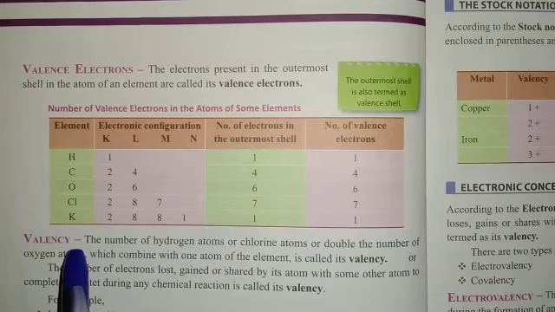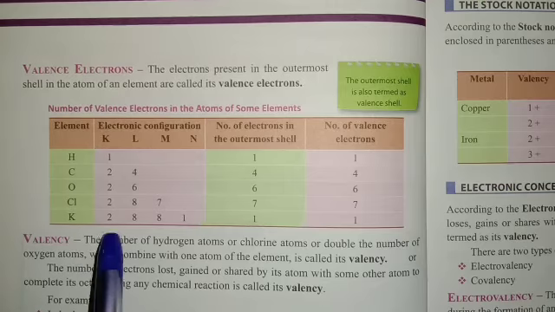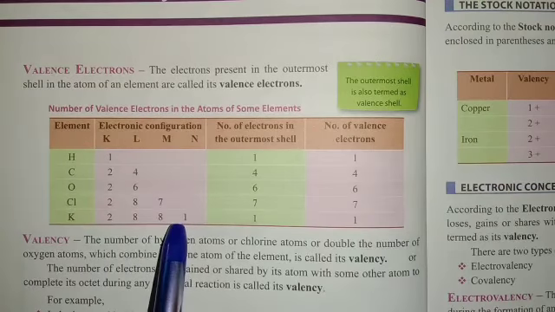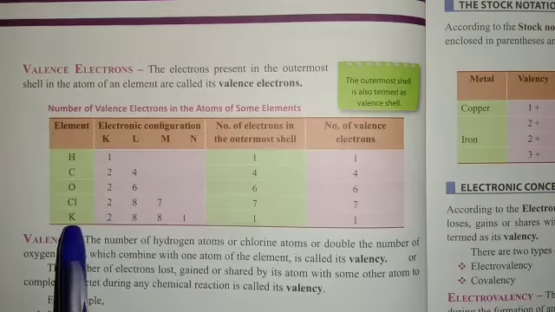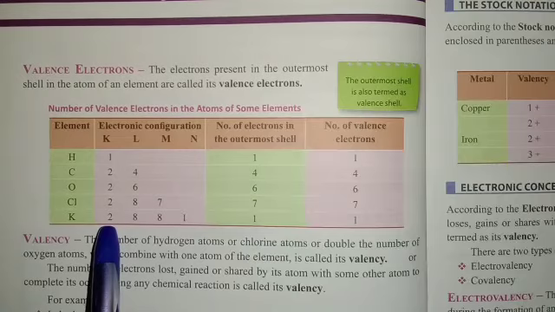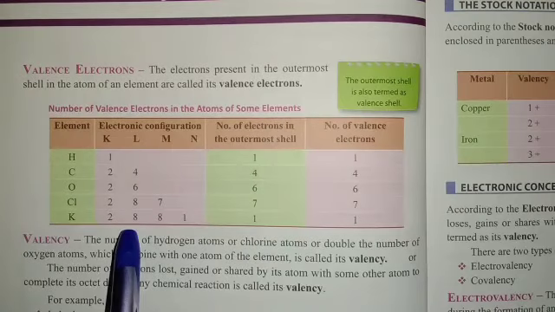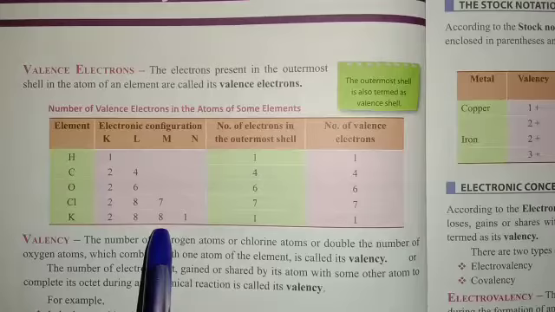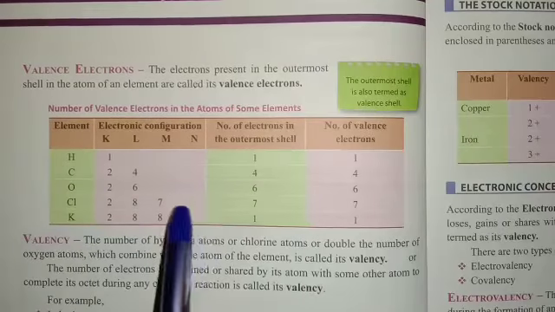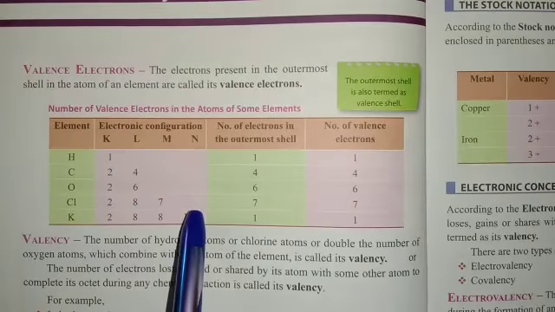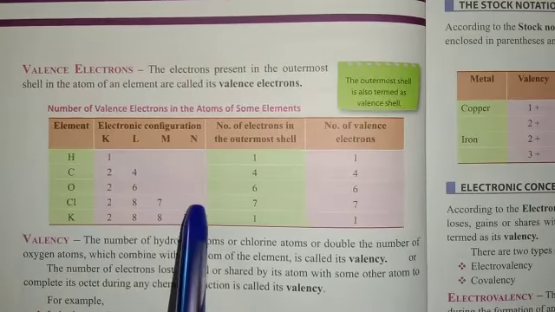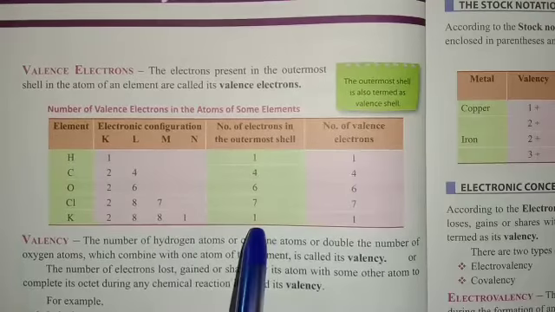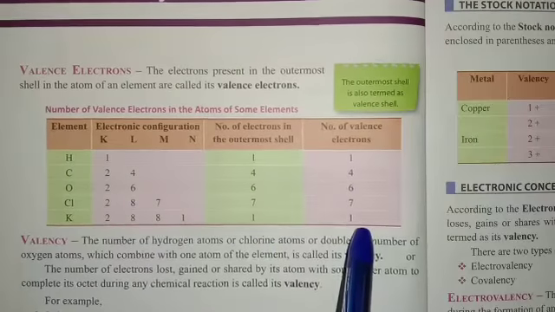Now come to potassium. The atomic number of potassium is 19. The first shell, K, contains 2. The second shell, L, contains 8. The third shell, M, contains 8. And the last shell, N, contains only 1 electron. Therefore the number of electrons in the outermost shell is 1, so the number of valence electrons is 1.